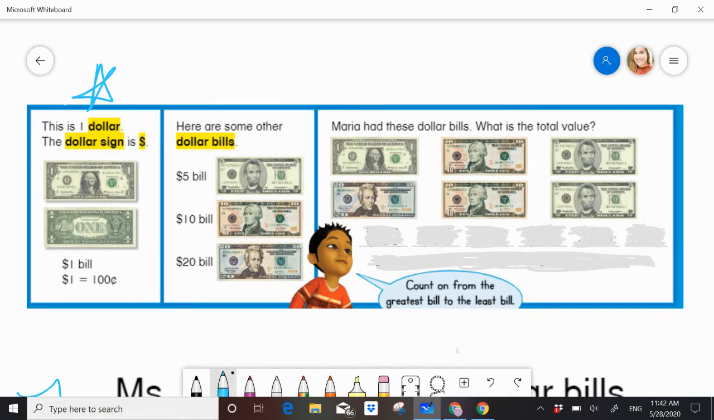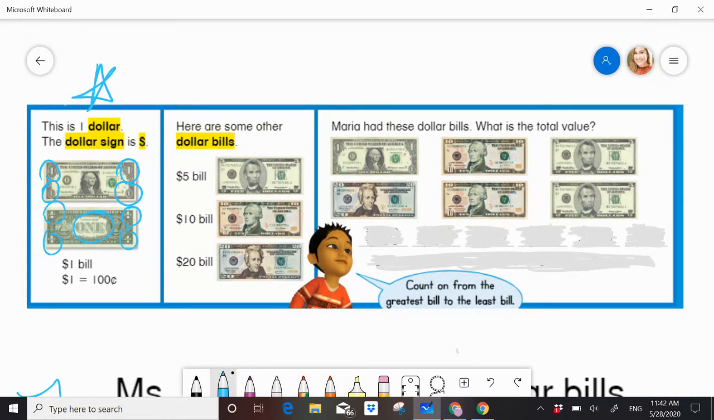And obviously when there's dollars and cents, you've seen me do that little decimal point before. That's how we separate the dollars and the cents. So you'll see me do that later. But this is the dollar sign. This is the front of a dollar and the back of a dollar. It has ones in each of the corner. That's how we know it's $1. It also says 1 on the back.